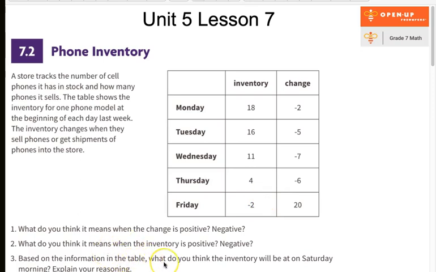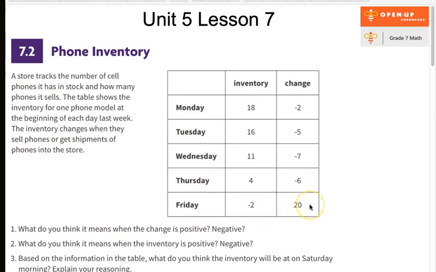Based on the information in the table, what do you think the inventory will be on Saturday morning? And explain your reasoning. So here's Monday, and it had a change of -2. So at the beginning of Tuesday, it's 16 because they had 18. They sold, we'll say 2 of them, so now they have 16 in stock. Sold 5, 11 in stock. Sold 7, they have 4 in stock. Then they sold 6. So on Friday, they're short 2 cell phones.